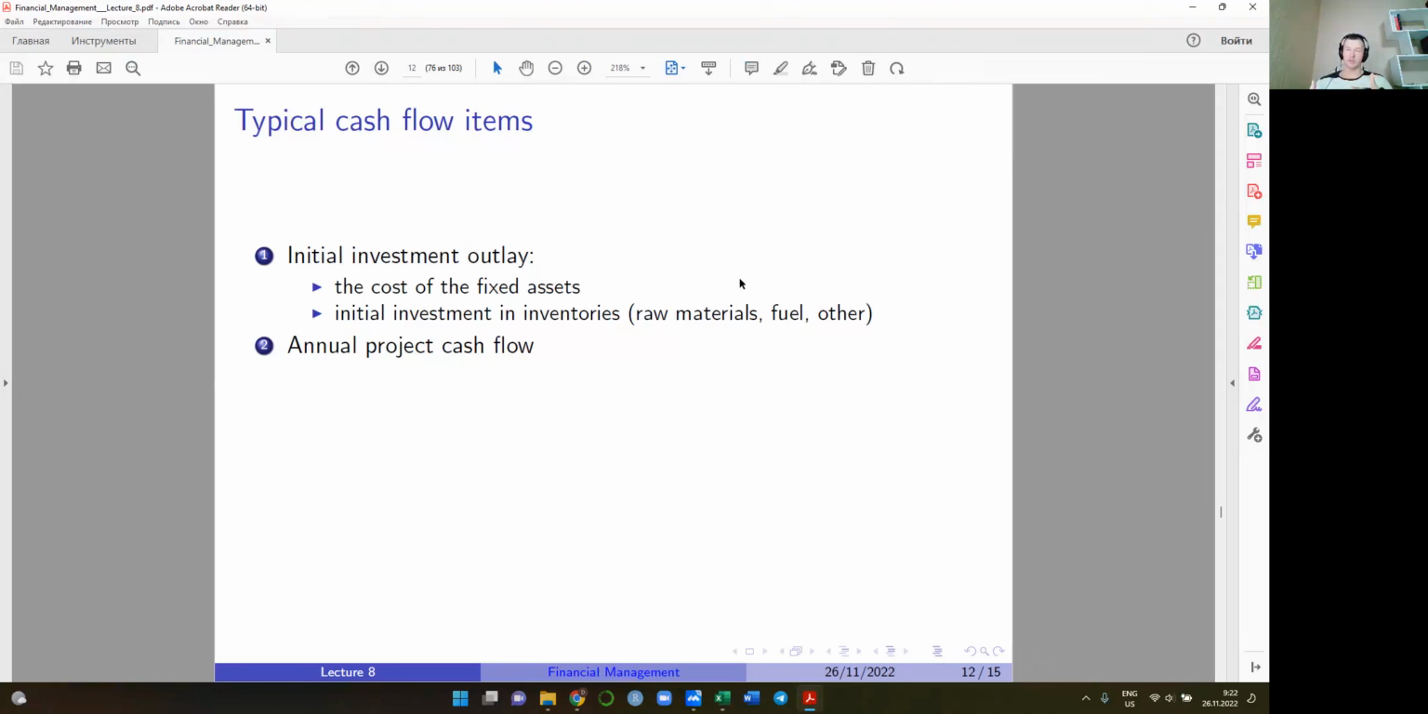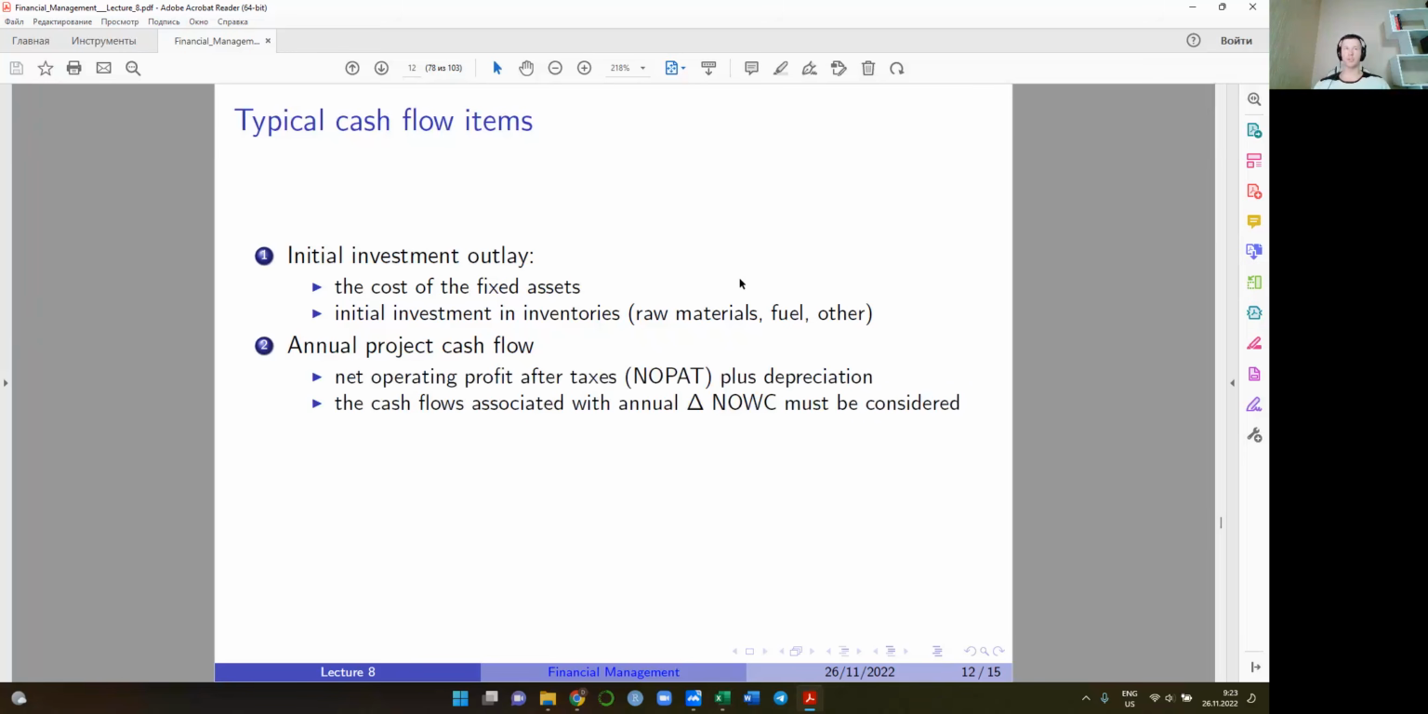The second element that we see is CF1, CF2, CF3, CF4, and so on, depending on the lifetime of our project. So the second part is annual project cash flow. Here we compute this annual project cash flow as it was given before: net operating profit after taxes plus depreciation and minus cash flows associated with annual delta of net operating working capital.